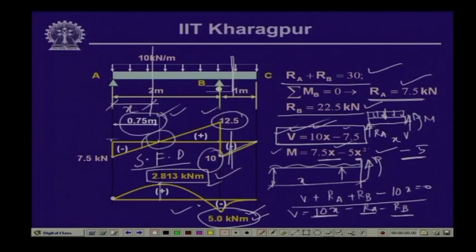So, this is the variation of the bending moment and this is the variation of the shear force. Now, if you notice here, the bending moment diagram also changes its sign from positive to negative. So, somewhere within this zone AB, the bending moment is equal to 0. If we would like to compute that distance, we can compute it from the bending moment expression.